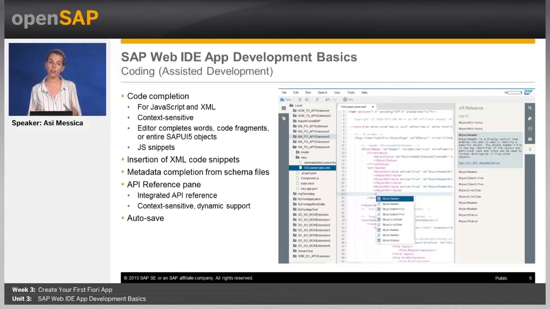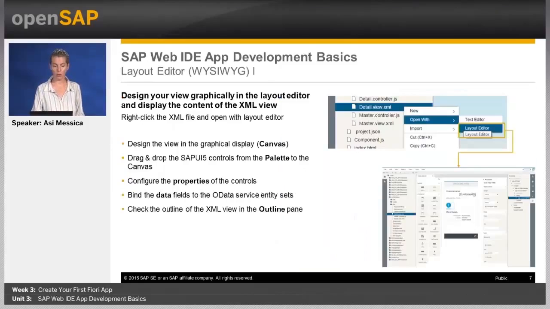you have the code editor with code completion for JavaScript, XML, and specifically for SAP UI5. You have code snippets and the very useful API reference pane, and we will see how to use it later on. We also have the layout editor for WYSIWYG development of the UI. With the layout editor, we support XML views, and we recommend working with XML views when you develop the application. If you use only the code editor, you can use other types of views as well.